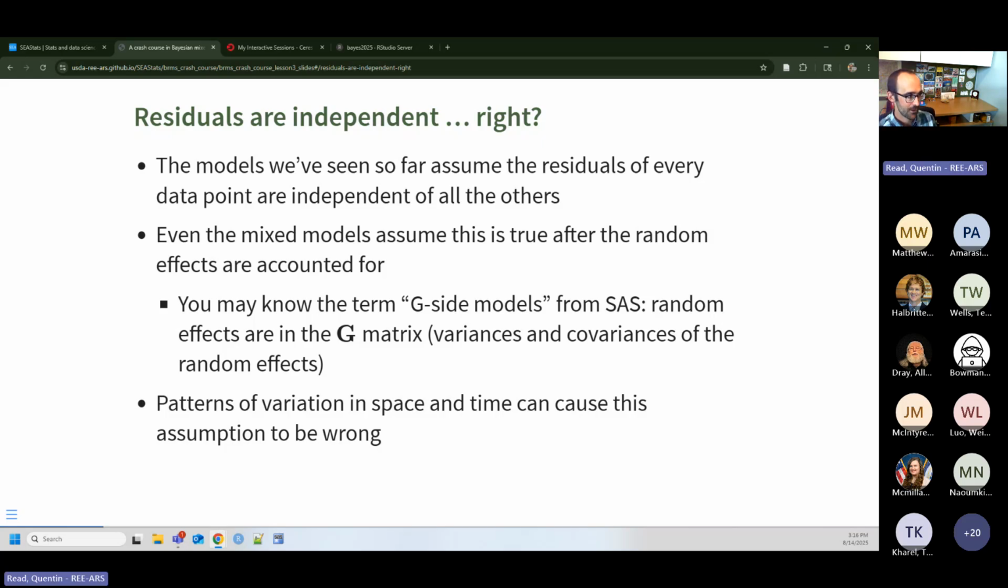And if you are a SAS nerd, you know the term G side, because in a model that assumes completely independent residuals, the random effect variance covariance matrix is called G, so that's where all the random effects are. We haven't done anything with the residuals. They're just completely independent. That assumption is decent in many cases, but it can break down and be wrong if you have strong variation over space and time. Does anyone have any questions on this so far?